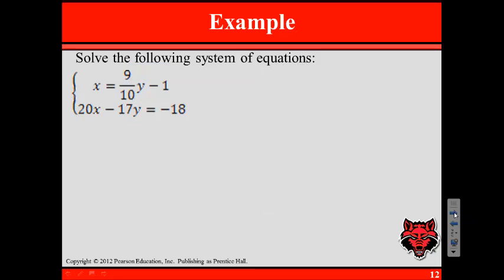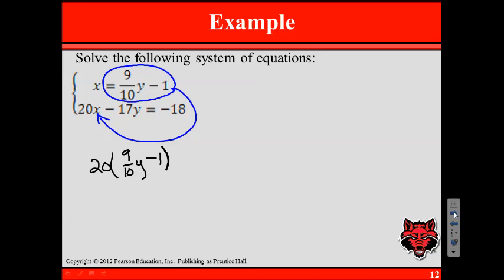Let's try one last example. X equals 9/10 y minus 1, and 20x minus 17y equals negative 18. Again, one of our equations already has one variable alone, so we'll take its expression and plug it into that variable in the next equation. So this will give us 20 times 9 over 10y minus 1 minus 17y equals negative 18.